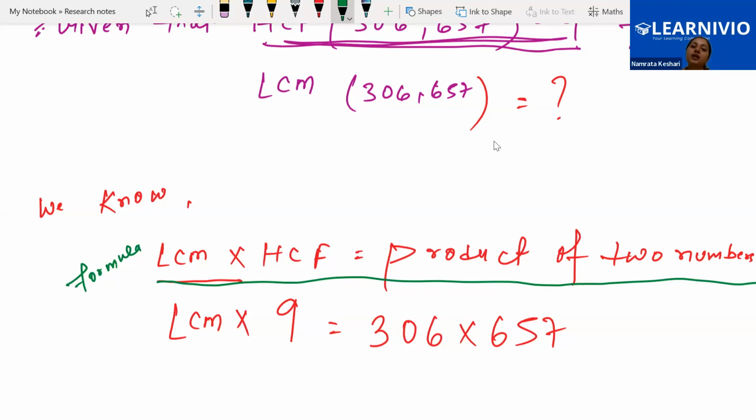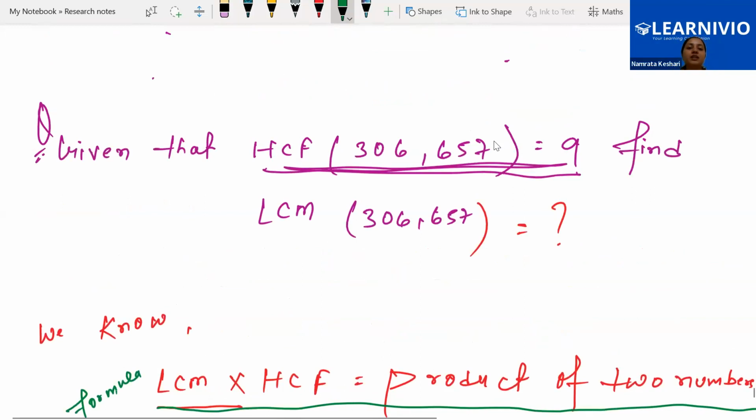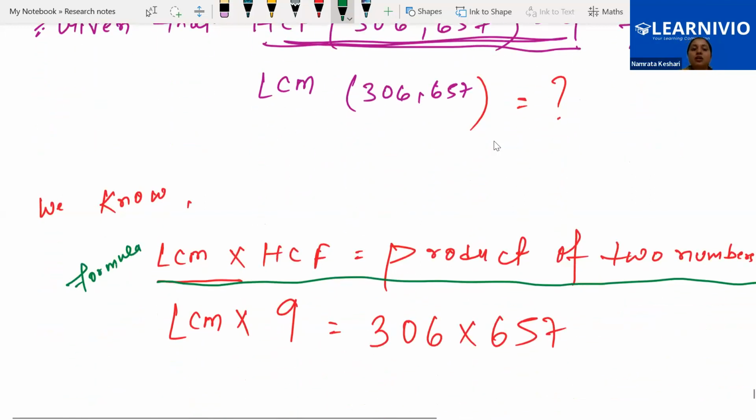We have written this formula directly. The previous day, when we were finding the LCM and HCF of 6 and 20, we verified this formula also, and yes, it is true. So here we are going to use this formula for finding the LCM, because the HCF is already given. We substitute the given HCF. The product of the two numbers means the first number 306 and the second number 657. Then I asked everyone to do the calculation here and find the value of the LCM.